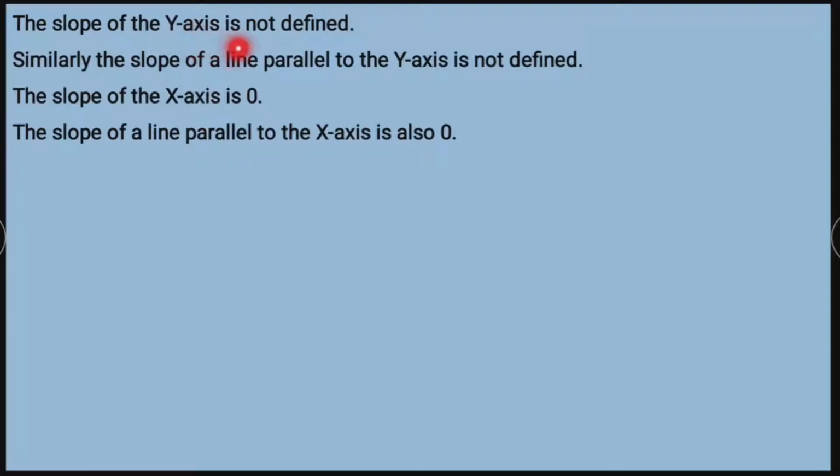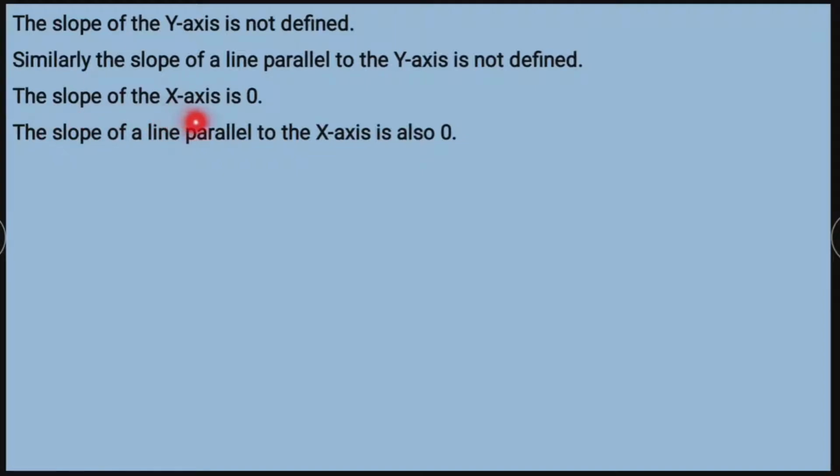The slope of the y-axis is not defined, because we know that the angle made by the y-axis with the positive x-axis is 90 degrees. So tan 90 is not defined, so we say here the slope of the y-axis is not defined. Similarly, the slope of a line parallel to the y-axis is not defined. The line parallel to the y-axis also makes an angle of 90 degrees with the positive x-axis, so its slope is not defined.